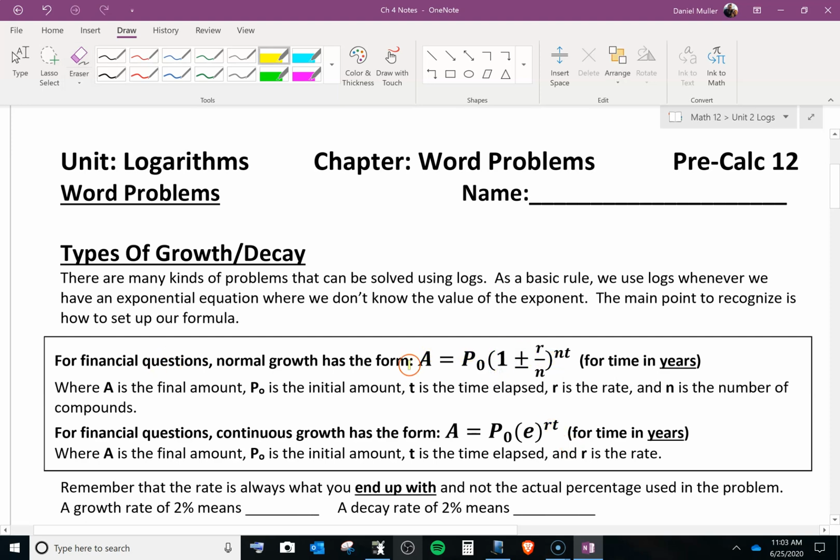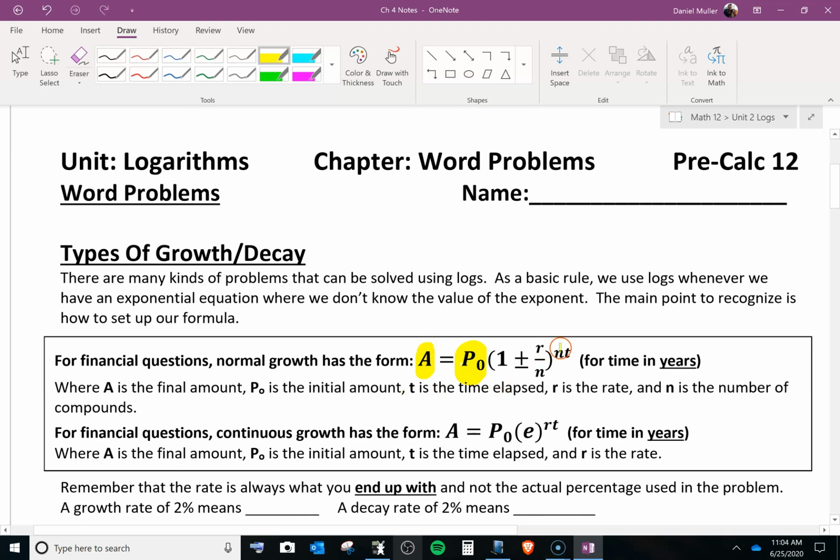So it says here, A is the final amount. We're going to do some growth and decay, and money can grow or it can decay. You can put money in and increase how much is in there, or your money can start decreasing. So this is a growth or decay section where A is the final amount that you end up with. You start with P naught, which is just an initial amount, and then A is your final amount.